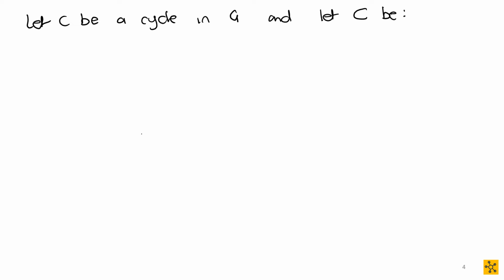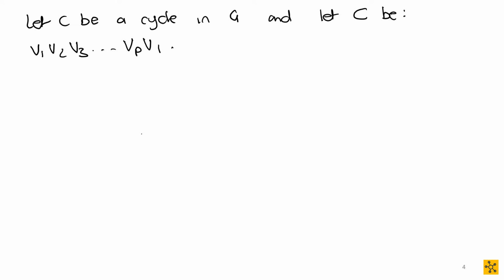So remember, your proof is also basically telling your reader what exactly is happening. So the first thing you're going to do is define that cycle. You're going to say, let C be a cycle in G, and let C be such that you have V1, V2, V3, and it continues on to VP to V1.